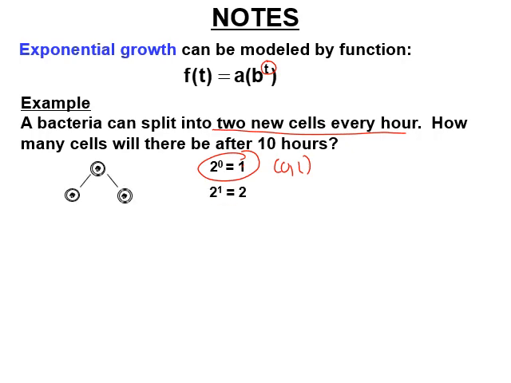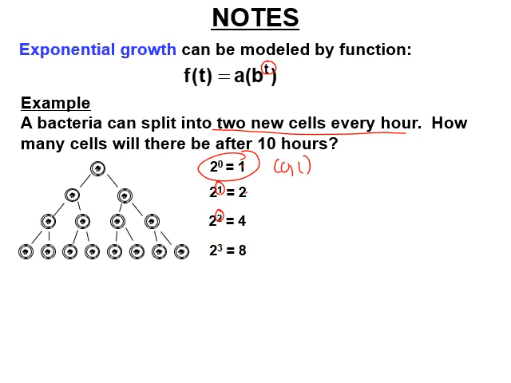So an hour later, there are 2. 2 to the first. 1 hour later, there are 2 of them. 2 hours later, there are now 4, right? The base here is 2. We're making 2 new ones, or the ratio is twice as much every single hour. So 3 hours later, we're at 8, 2 to the third.